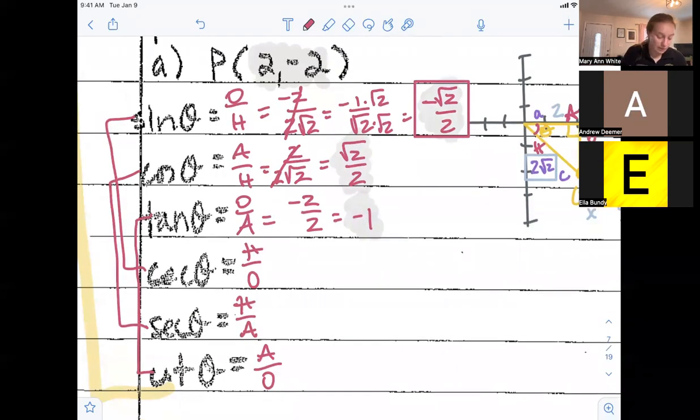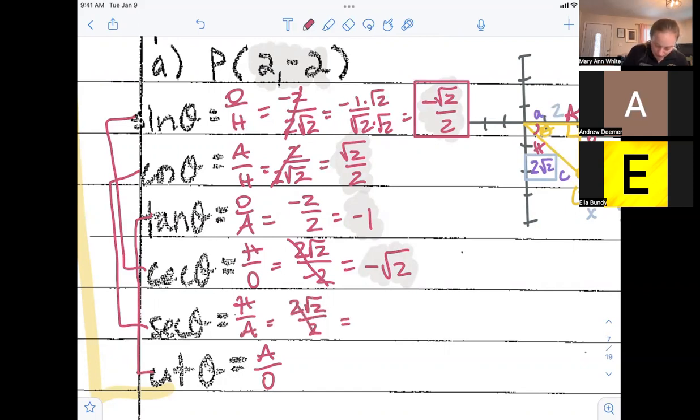And then now we're doing all the flips. So cosecant is H over O. So 2 root 2 over -2. The 2's are going to cancel. So we're left with -√2. H over A. H is going to be 2 root 2. A is 2. Again, the 2's cancel. This is a positive root 2 this time. And then last but not least, just like before, A is 2, O is -2, so we get -1. So tangent and cotangent happen to be the same number this time.